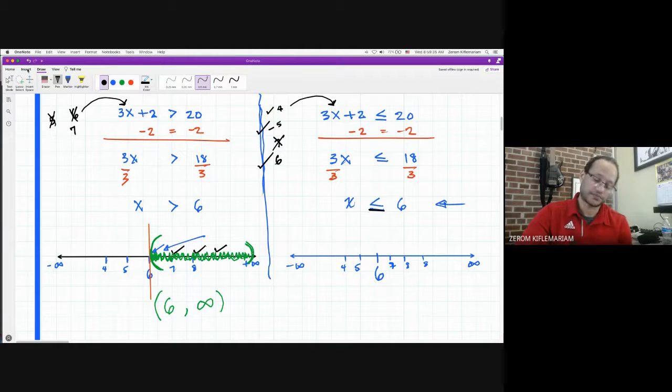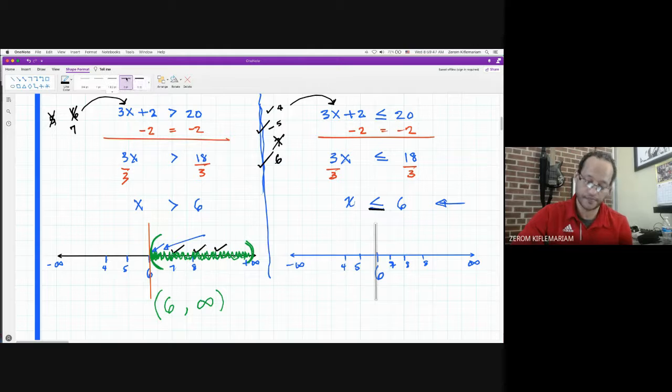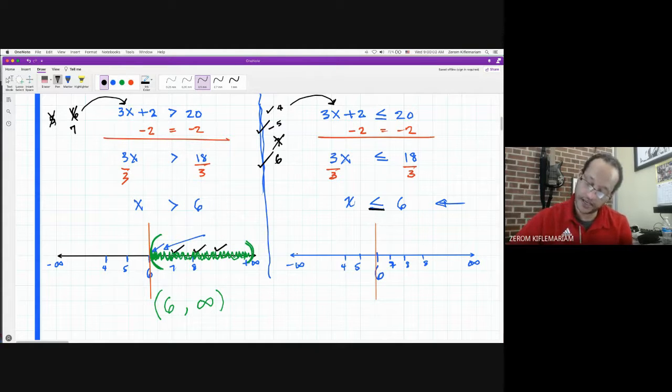In other words, if I draw my line over here, and we ask what are the numbers that are acceptable? Any number on the left side is acceptable, because if I plug in any number from the left side, it gives me a true answer. But what about the number 6 itself? Number 6 is also included.